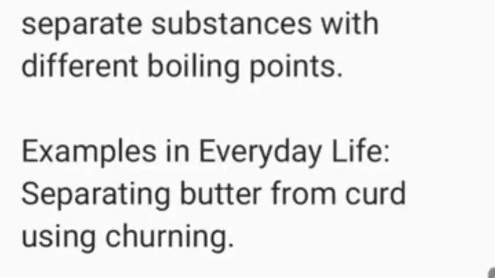7. Evaporation. Helps separate soluble solids from liquids, such as obtaining salt from seawater. 8. Condensation. Converts water vapor back to liquid, useful in recovering water during evaporation. 9. Distillation. A combination of evaporation and condensation to separate substances with different boiling points.